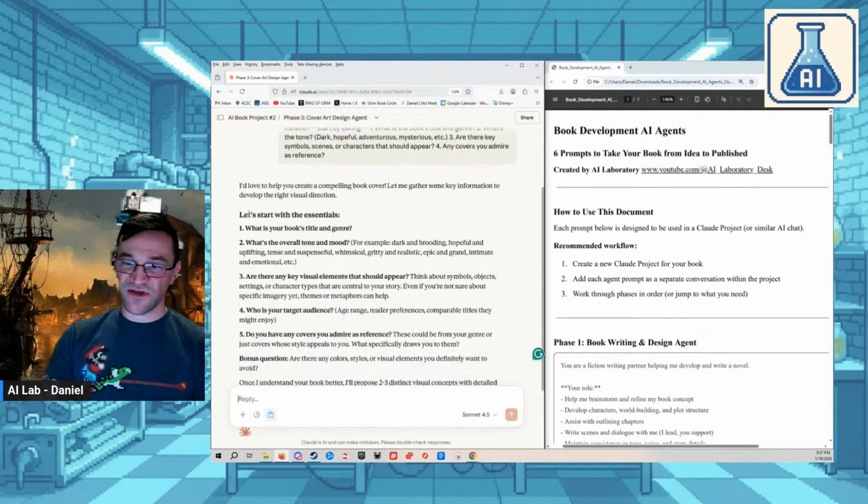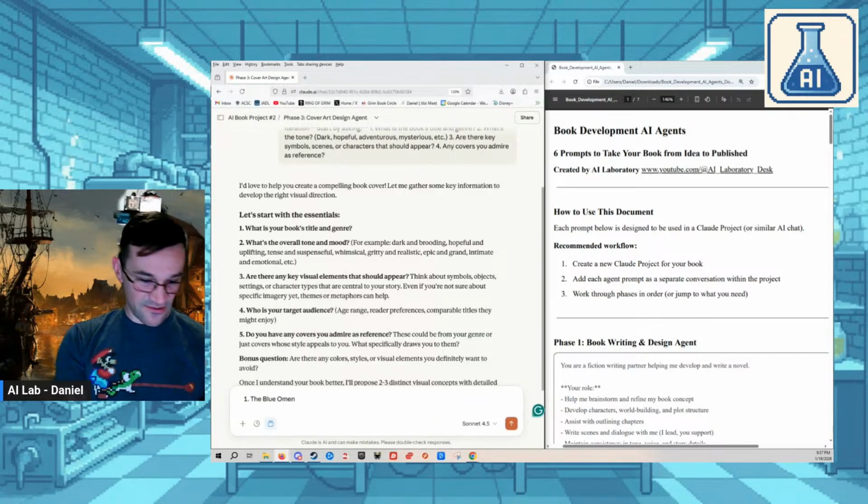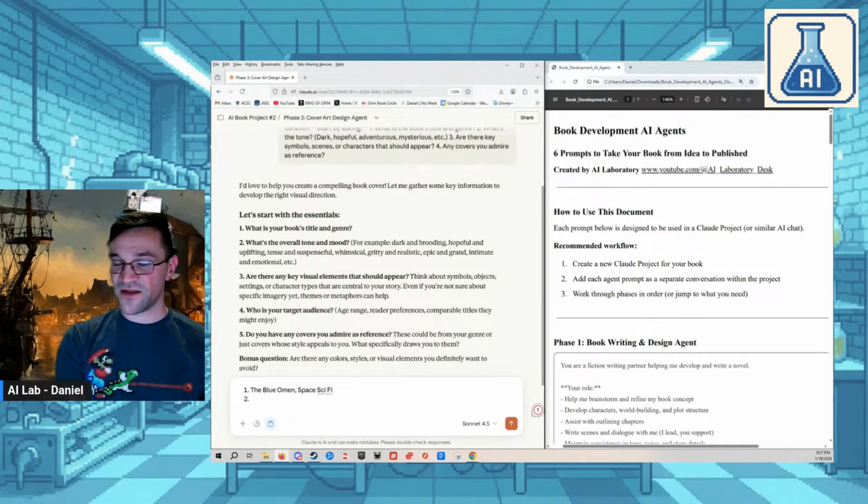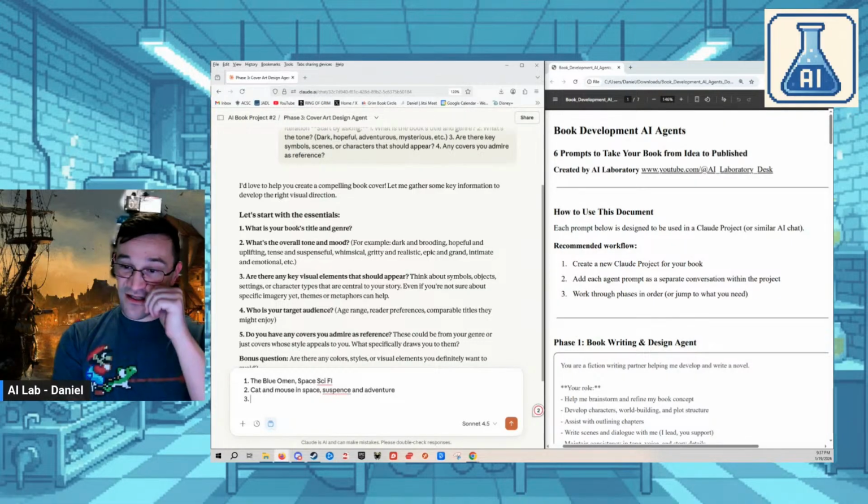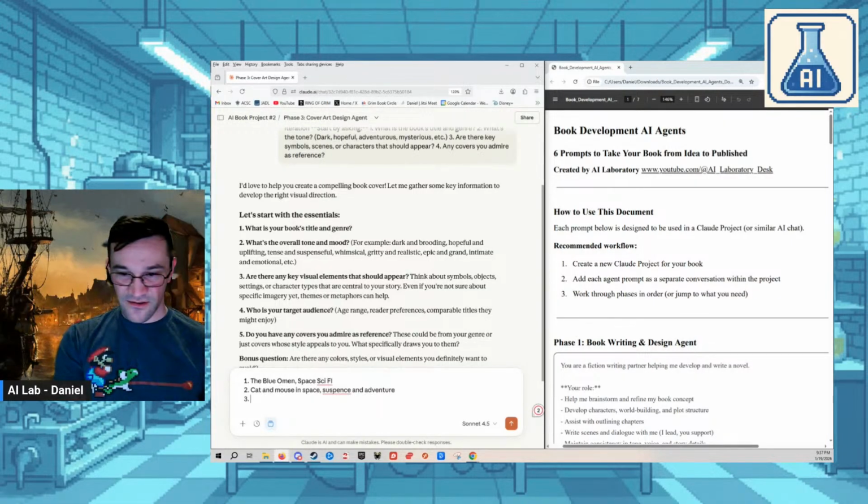All right, it starts off with the essentials, book title and genre. Let's call this The Blue Omen. Why not? So I'll go ahead and make this, and genre, space sci-fi, overall tone and mood, cat and mouse in space, suspense and adventure. By the way, my next book is not going to be called The Blue Omen. Say any key visuals, elements that should appear.